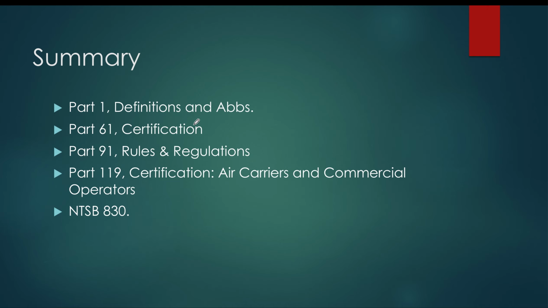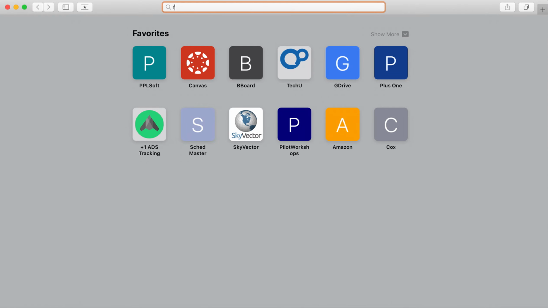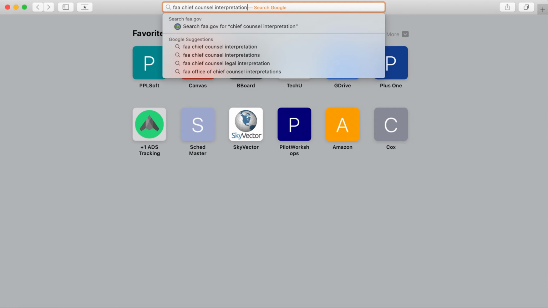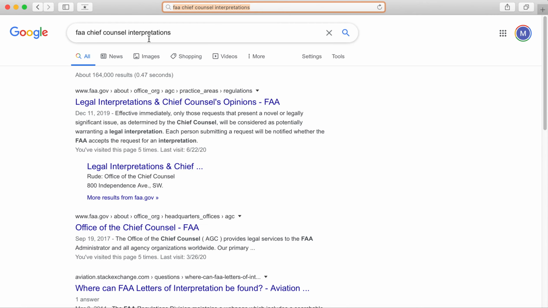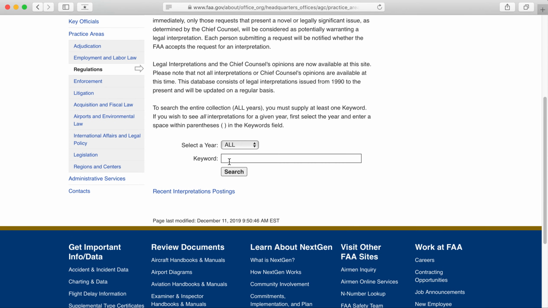First, I'd highly recommend you go to the regulations themselves. Look it up in Title 14, the Code of Federal Regulations, or Title 49 for NTSB. Look up the regulation yourself and interpret it. The next best thing you can probably do is look up the FAA Chief Counsel interpretations. Okay, so these have won me so many arguments over the years.